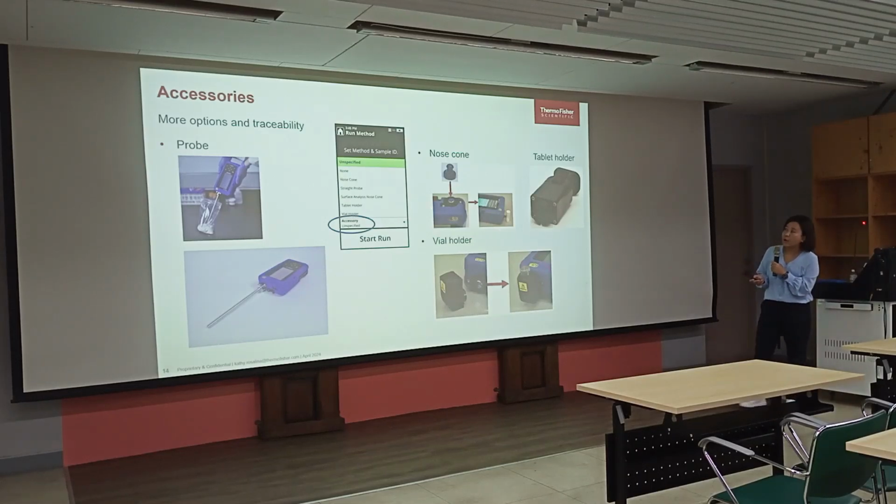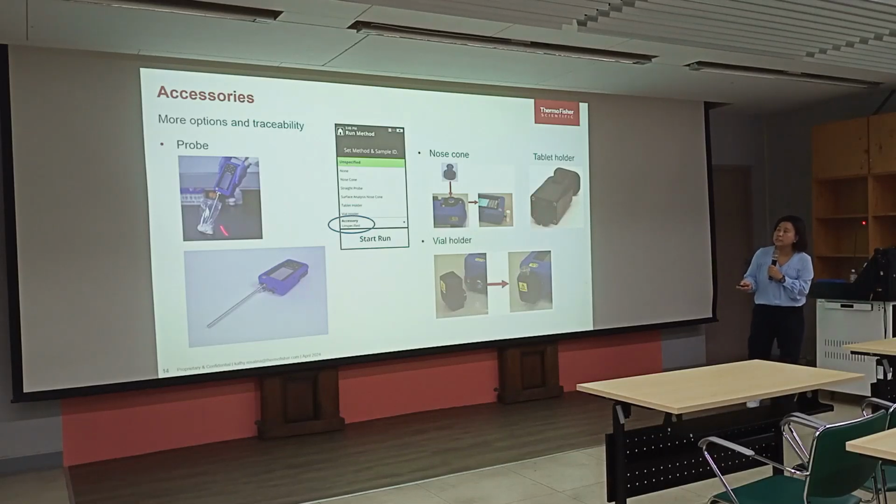And for the accessories, our instrument can attach with different types of accessory. This accessory depends on what packaging material you use. Like the nose cone, you can point directly to the plastic bag and get your Raman spectra. Later during the hands-on session, I will share with you how this nose cone and the vial holder look like. We have a vial holder to hold the samples, which are kept in the vial, and then we have the tablet holder for the finished product.